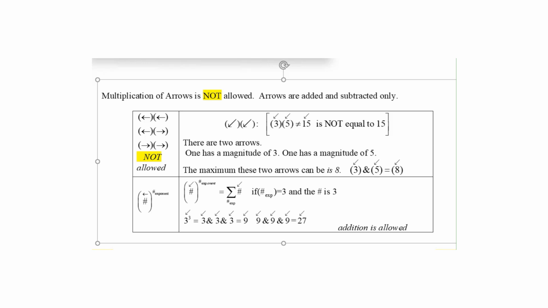If you have an arrow of 3 and you try to multiply it times an arrow of 5, it is not equal to 15. There are two arrows. One has a magnitude of 3, one has a magnitude of 5. The maximum of these two arrows can be is 8, a 3 and a 5. If you raise an arrow to an exponent, then you simply add the arrows. Addition is allowed.